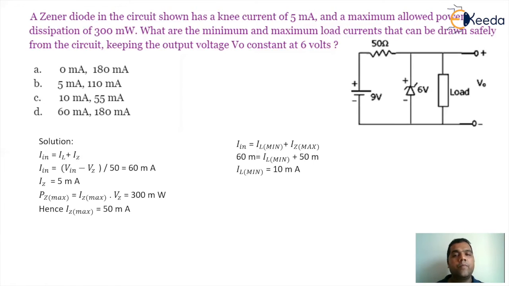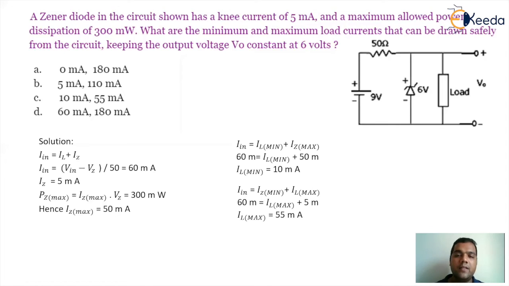So now the input current is equal to IL minimum plus Iz maximum. Input current is 60 milliampere. IL minimum is unknown and Iz max is 50 milliampere. So the value of IL minimum is 10 milliampere. When the input current is flowing, when the load takes minimum current, the Zener will take maximum current. And the second relation is when the Zener takes minimum current, the load will take maximum current.